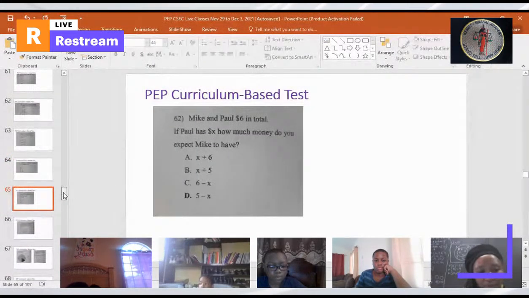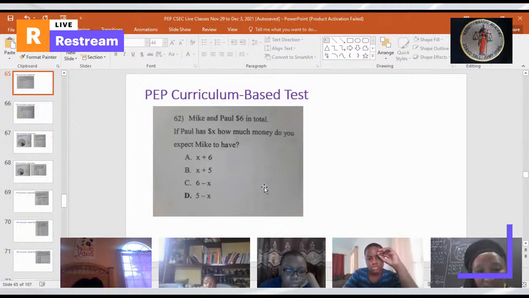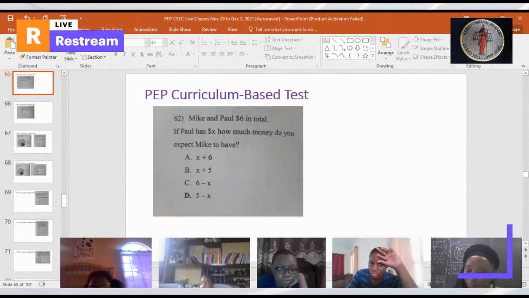Number 62. Mike and Paul have $6 in total. If Paul has X dollars, how much money do you expect Mike to have? So Mike and Paul have $6 in total. If Paul has X dollars, how much money do you expect Mike to have? That's number 62. What are your thoughts on that one? Together they have $6.